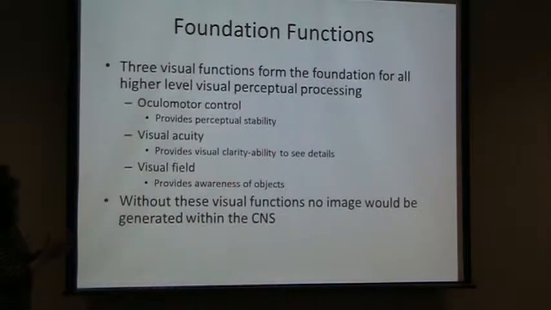Okay, so foundation functions. The three visual functions that form the foundation for her hierarchy are critical. If you don't have those working, then you can't do any of the other things, okay? Or you can't do them very well. When I was in school, we didn't look at ocular motor control, visual acuity, or visual field. I mean, nope, we did not look at it. You didn't look at it either. No, we heard about, you know, hemianopsia, and I was like, okay. Yeah, whatever.